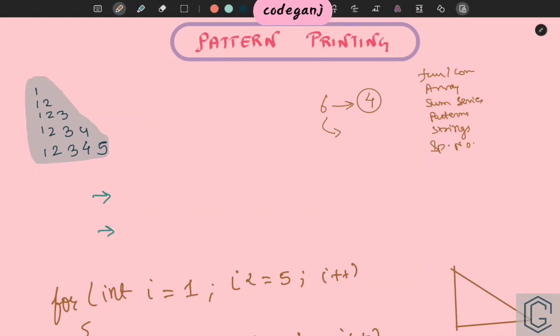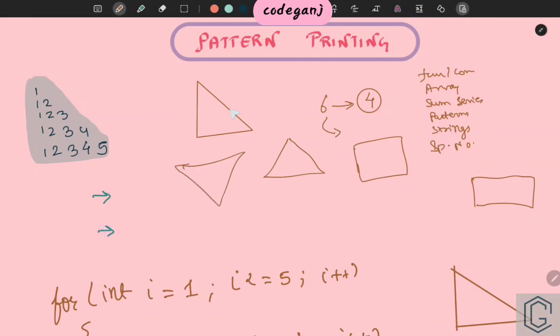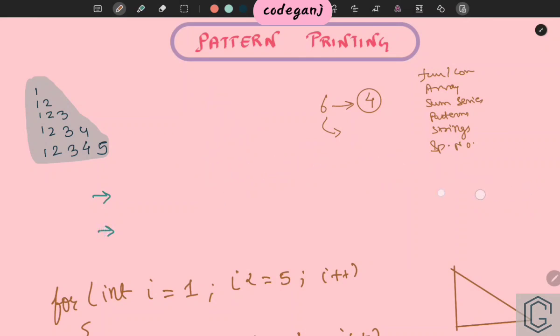There are some tricks, not exactly tricks, but because I have done it so much, I can suggest some ways of doing a particular pattern. A pattern can be of any kind. It can be this, or this rectangle, or a square. This kind of a triangle can also be there. But you need to understand which kind of pattern is in your syllabus.